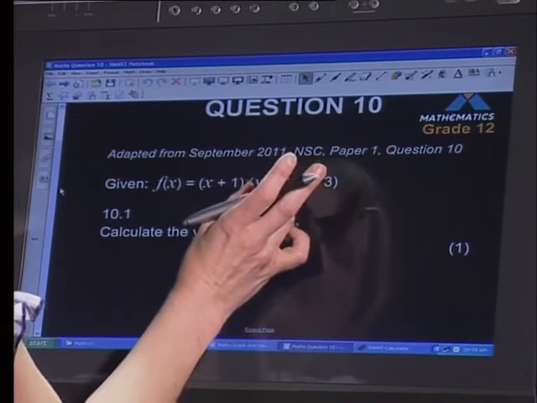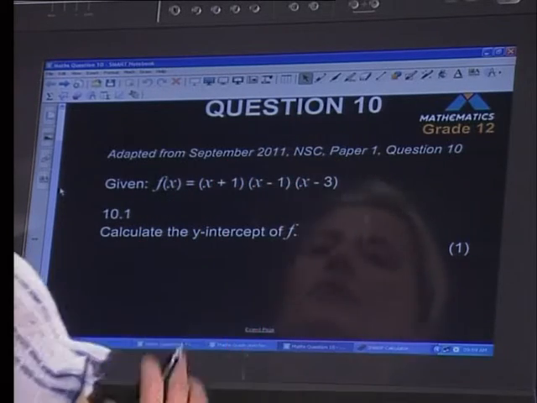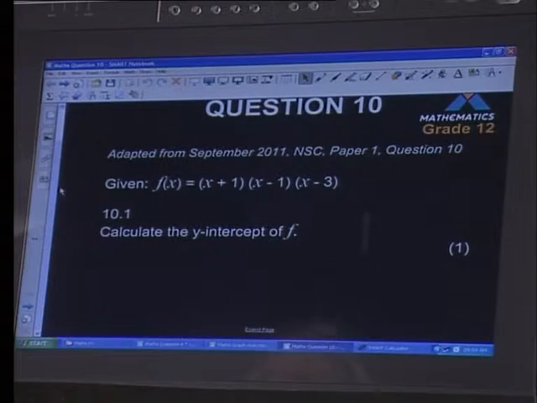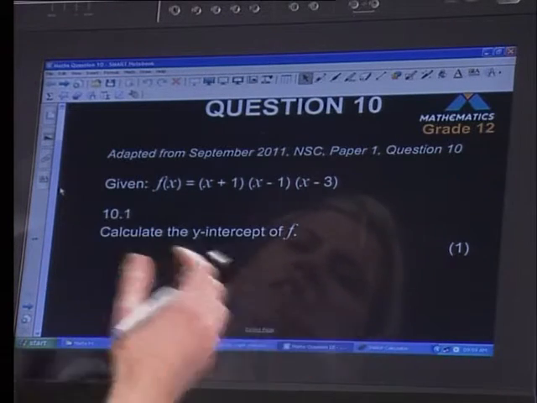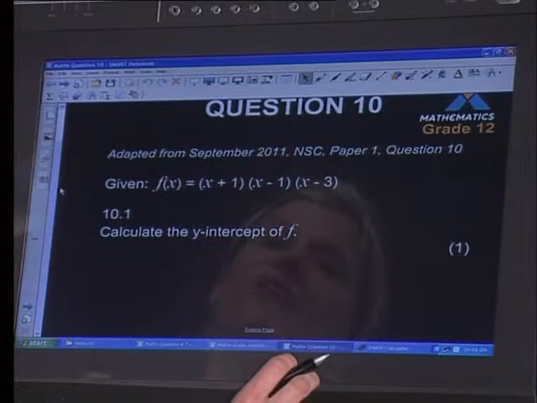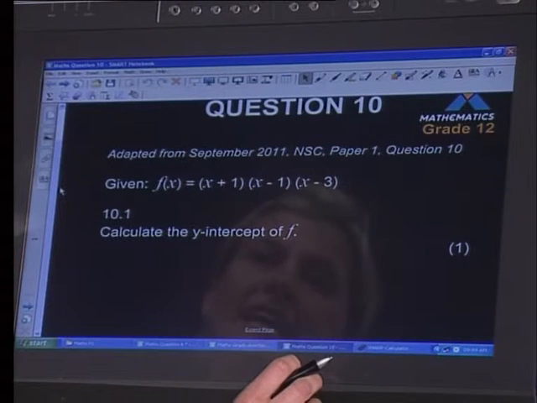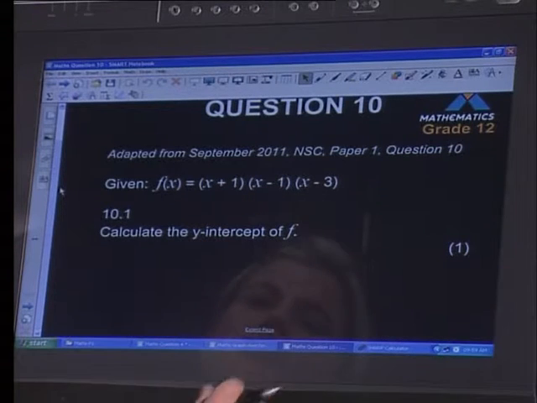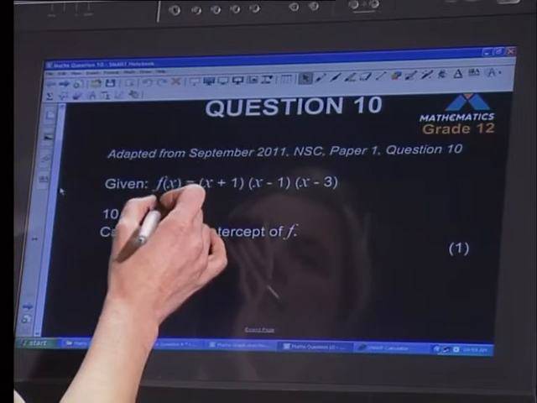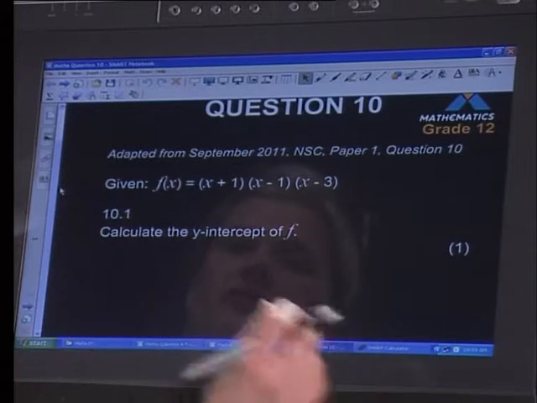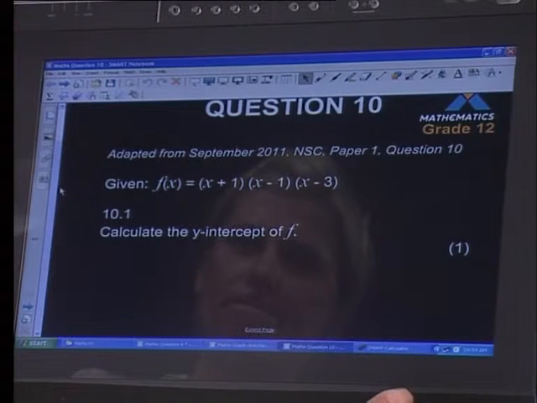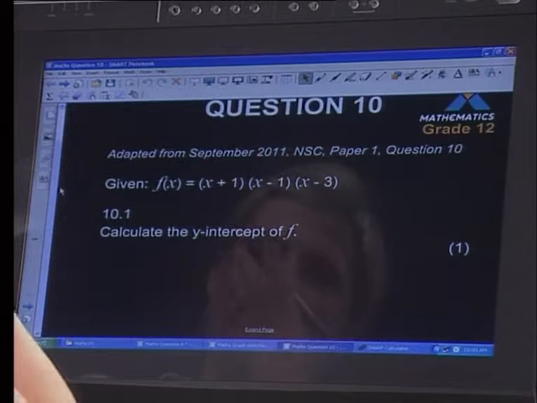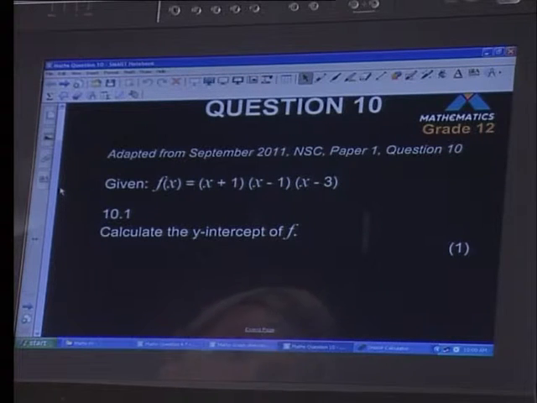x plus 1, x minus 1, and x minus 3. So what they've done in this question is they've given us the trinomial factorized. Okay. So they say, first off, calculate the y-intercept of f. Now, how would you go about calculating the y-intercept of f given this information? Okay, firstly, I'll multiply the second bracket and the third one. Okay, you don't have to do it. It's only for 1 mark.